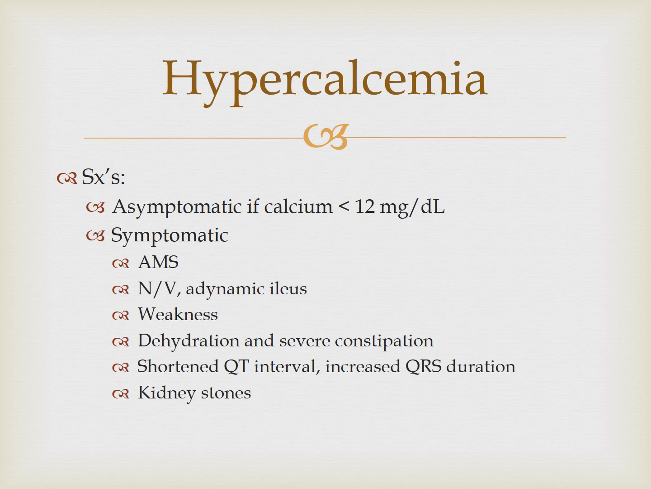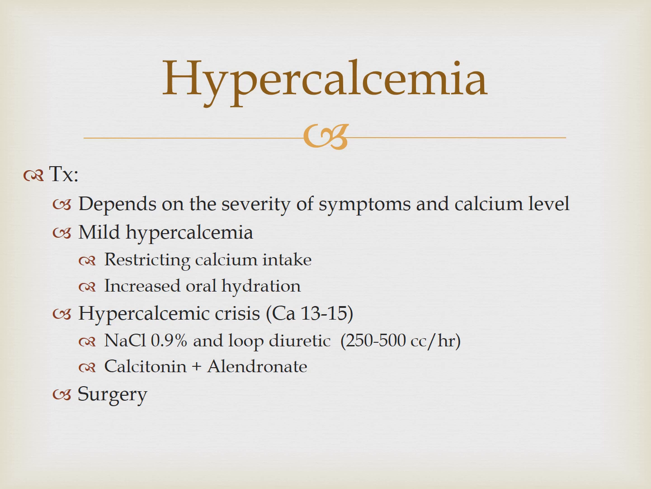You have to be very careful. Most of the time, the hypercalcemia you see in the hospital is caused by some type of cancer. The treatment depends on the severity of the symptoms and calcium level. For mild hypercalcemia, we restrict the calcium intake and increase oral hydration. Mild hypercalcemia is usually around 11, and the patient is asymptomatic. You restrict their calcium intake. If they're on calcium pills, you stop those pills, and you tell them to increase their oral hydration. Hypercalcemic crisis, calcium greater than 13.